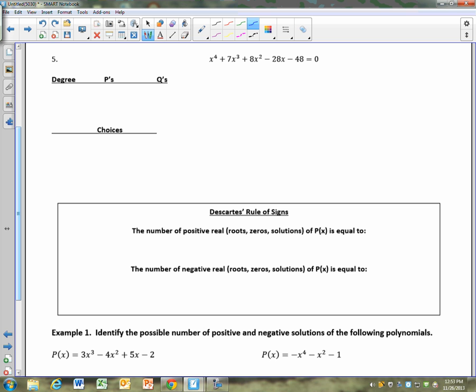Okay. Degree. P's. 3, 4, 6, 8, 12, 16, 24, 48. Oh boy. Hey, could have been worse. It could have been a number like 256. How about Q's? 1. At least it's a 1.